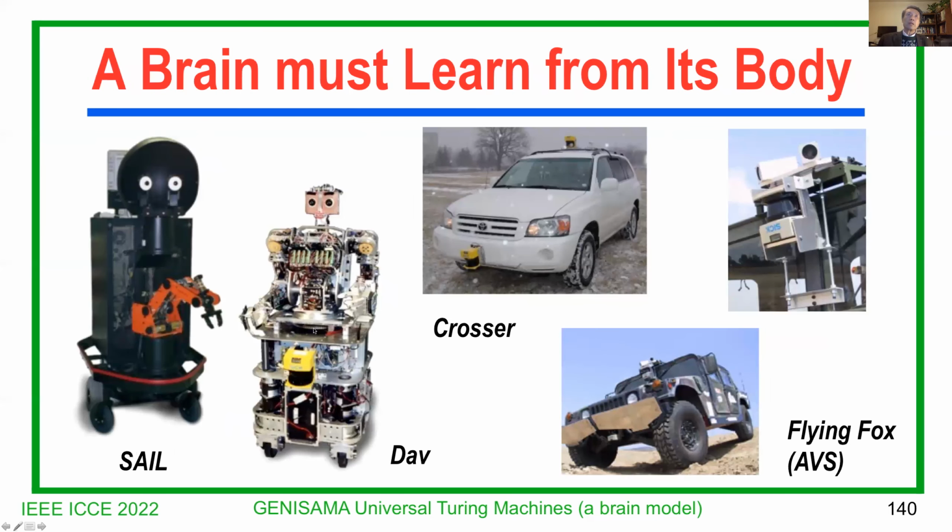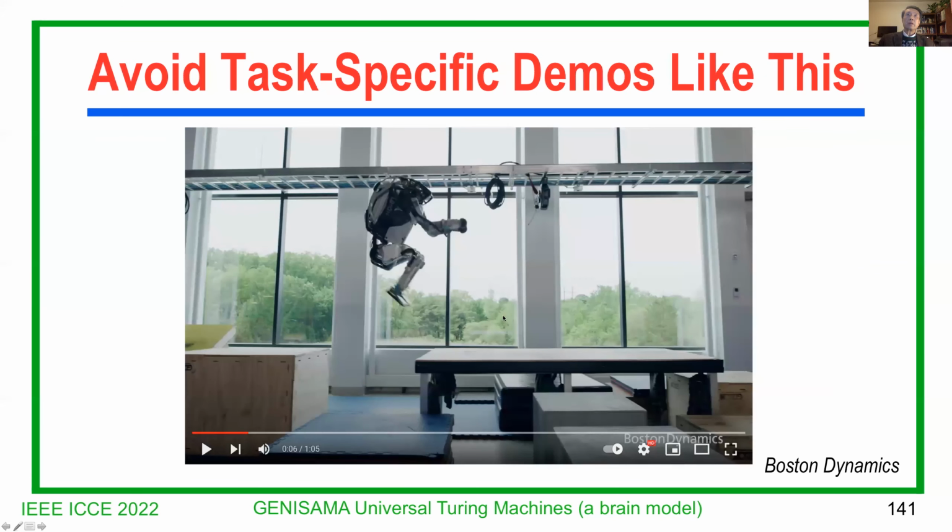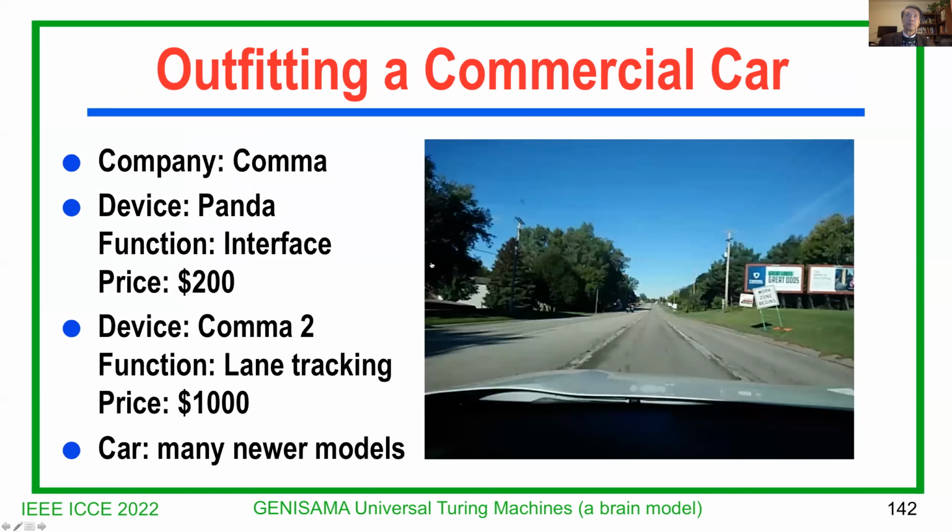So we need the grounded, so we have different robots or vehicles. These two are from Flying Fox, AVS. And we would like to allow machines to learn autonomously instead of feeding data, like this robot from Boston Dynamics. Boston Dynamics did a super job, but their learning is not autonomous.